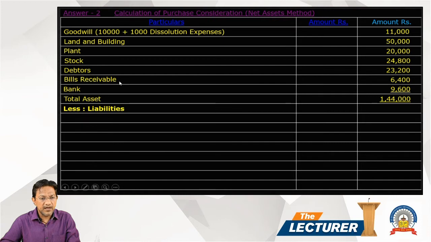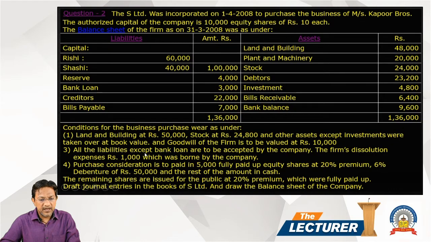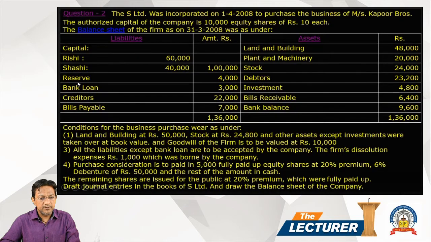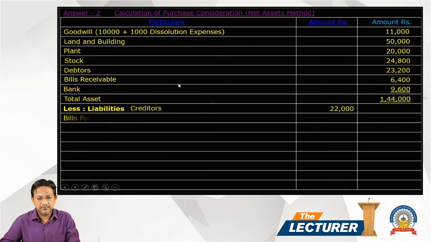Less liability. On the liability side, all the liabilities except bank loan. So other than bank loan, capital and reserve are part of capital. Bank loan is not taken over. The remaining creditor is 22,000. Then bills payable 7,000. So the total is 29,000. This 29,000 is deducted from total assets, so we get the net assets. 1,16,000 is the net asset.